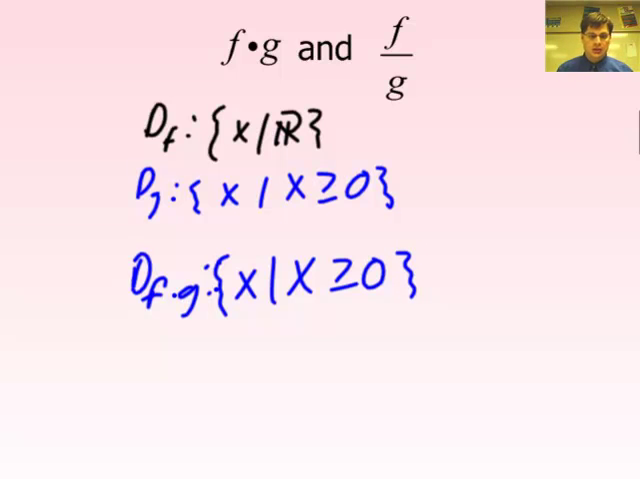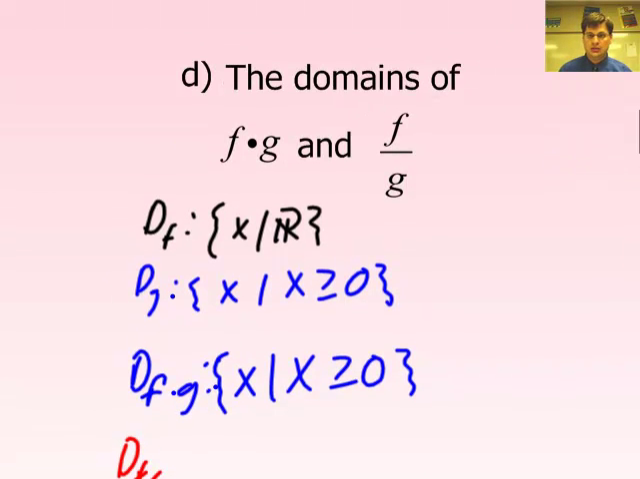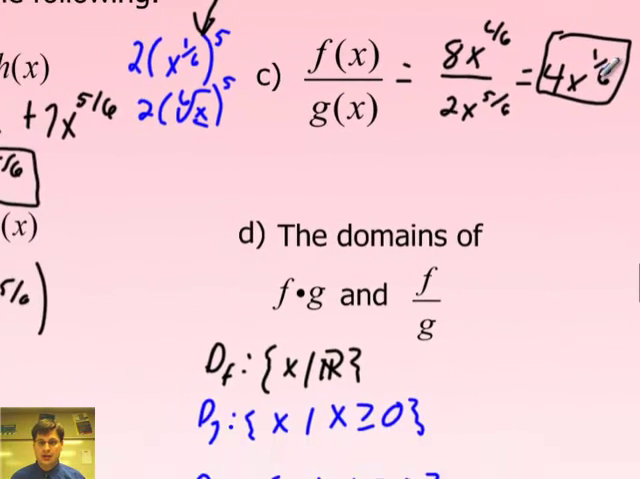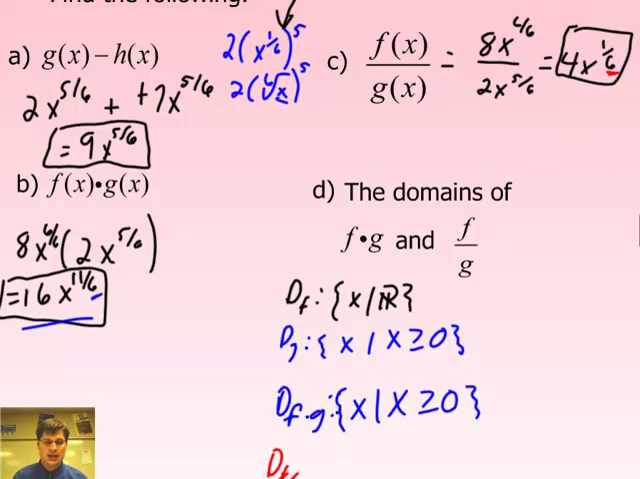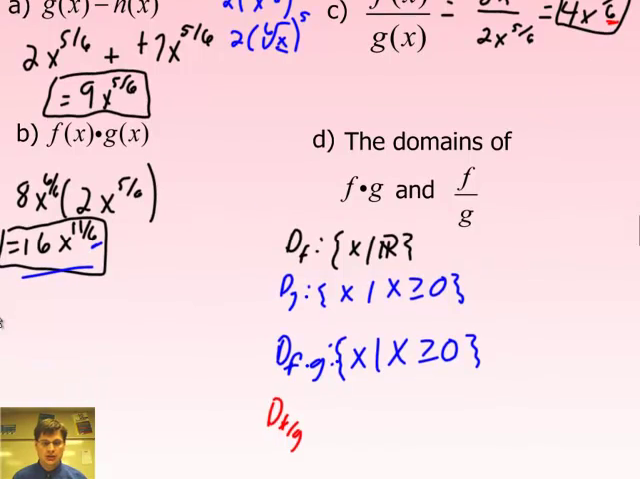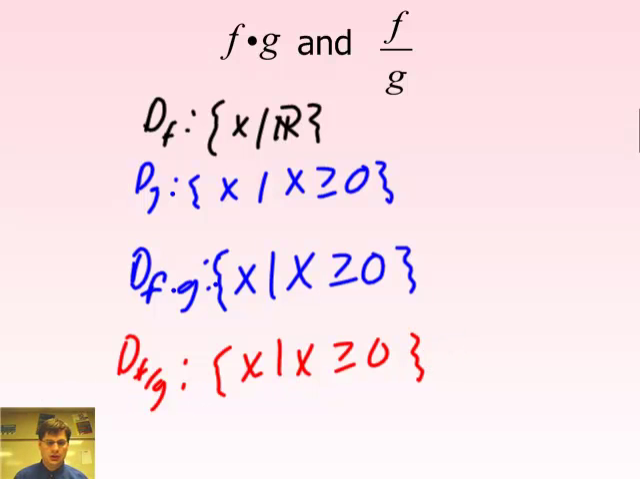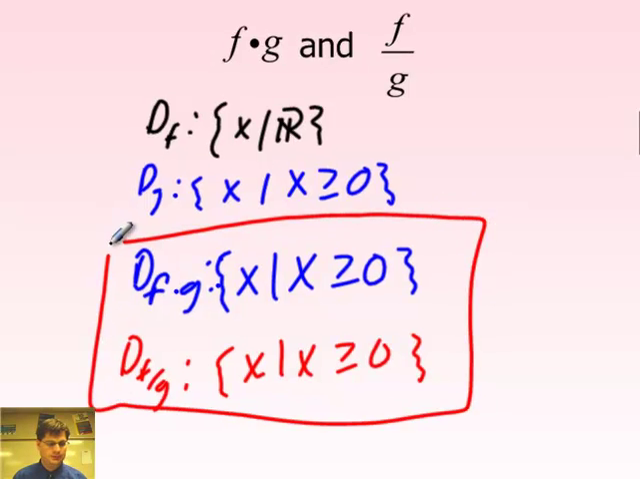When we do the division, domain of f divided by g, okay, so recall when we divided that, we have 4 and then x to the 1/6 power. We still have that 6 in the denominator, so again, we're going to have that same restriction that we had with multiplication, and nothing new, so it's going to be x is such that x is greater than or equal to 0. Okay, so these two would be our answer to part D.